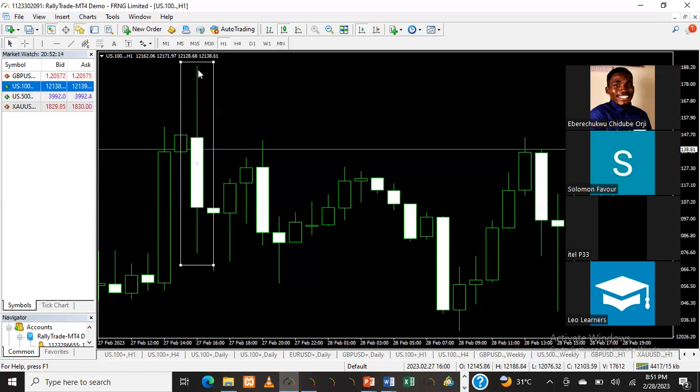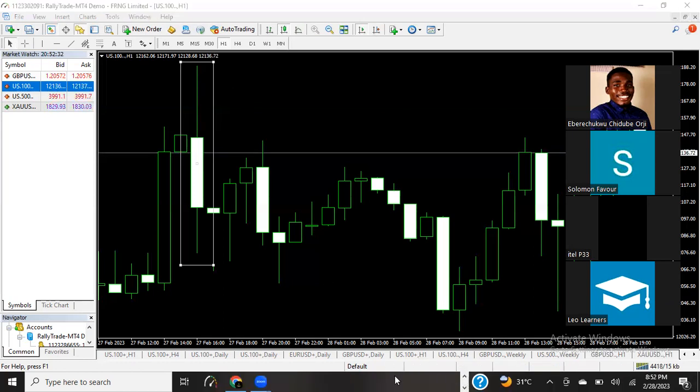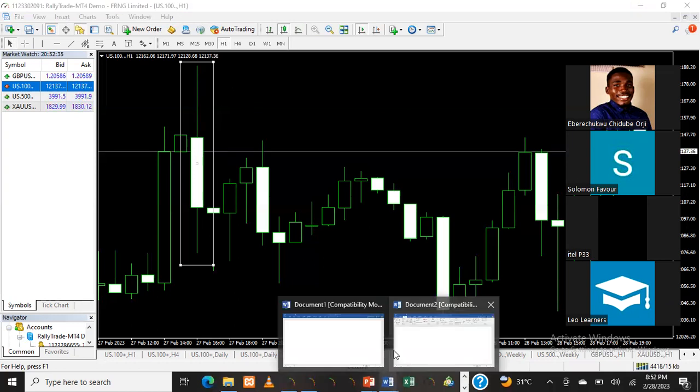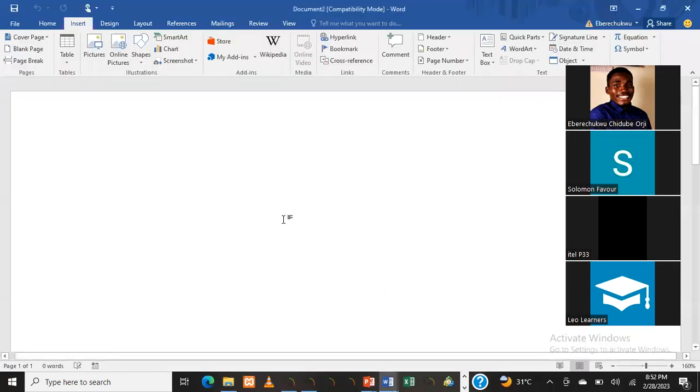The market moved upward to this point. This is the highest price, which is the H. We have what we call OHLC. O stands for open, the opening price. H stands for the highest price. L stands for the lowest price. OHLC.